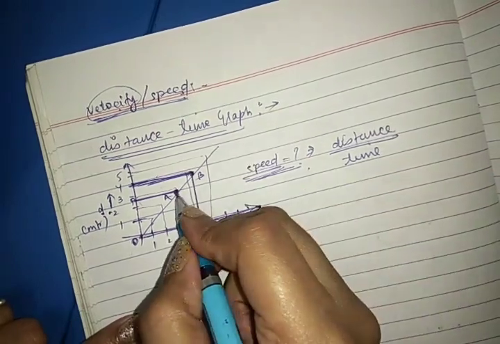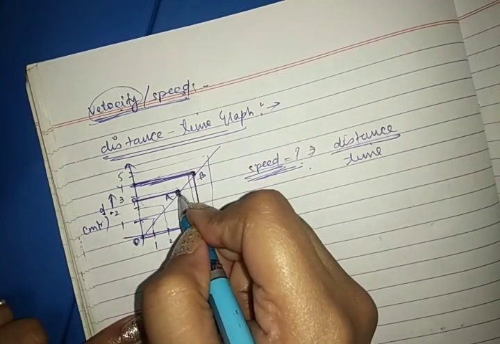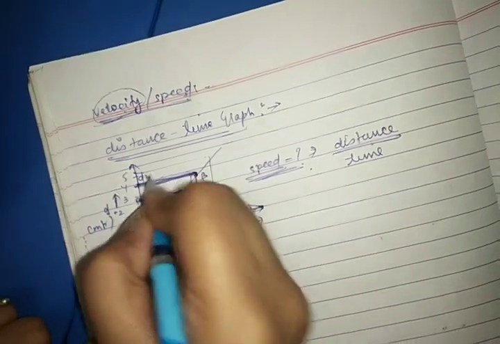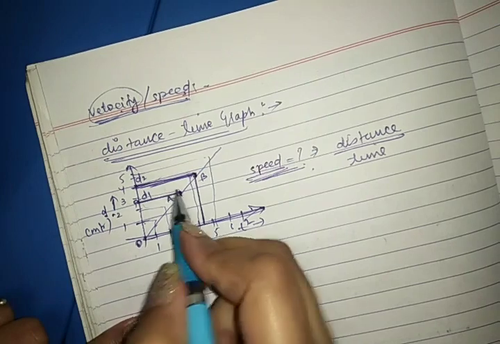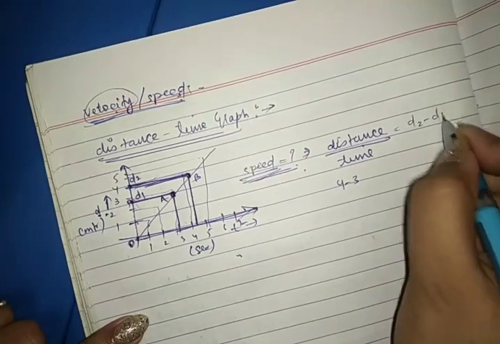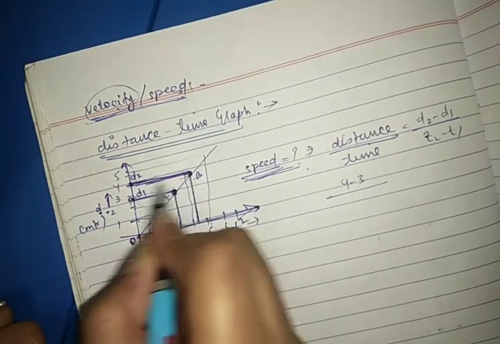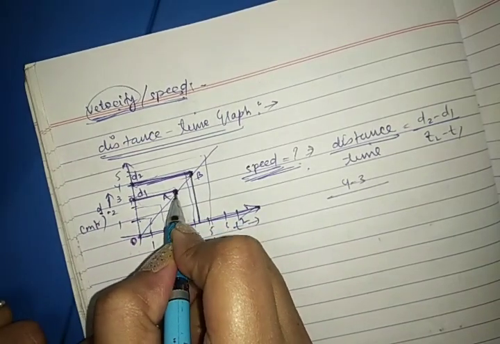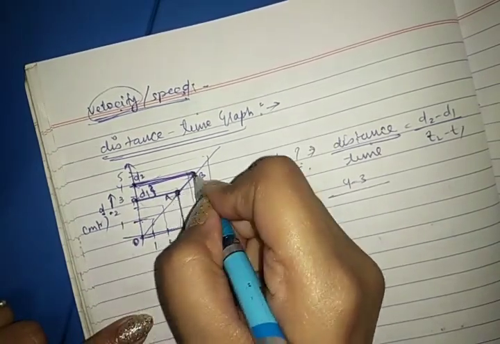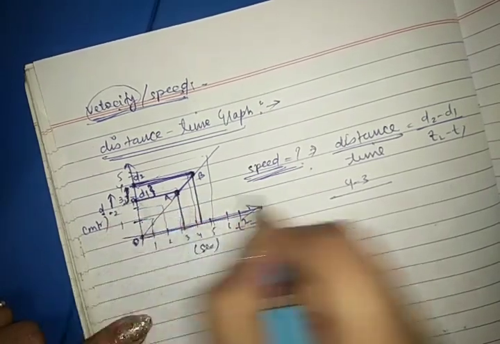And if we see from point A to B, the distance covered by traveling from point A to B is from 3 to 4. That means if this is the final distance and this is the initial distance, then the traveled distance is 4 minus 3. That means d2 minus d1 upon t2 minus t1. So at point B the distance traveled is 4 meter, and at point A the distance traveled is 3 meter. So the net distance traveled by moving from point A to B is this distance, and this distance is nothing but 4 minus 3, that is 1.